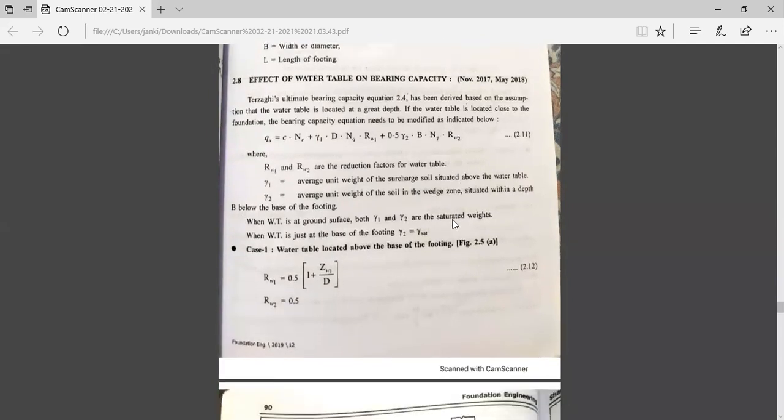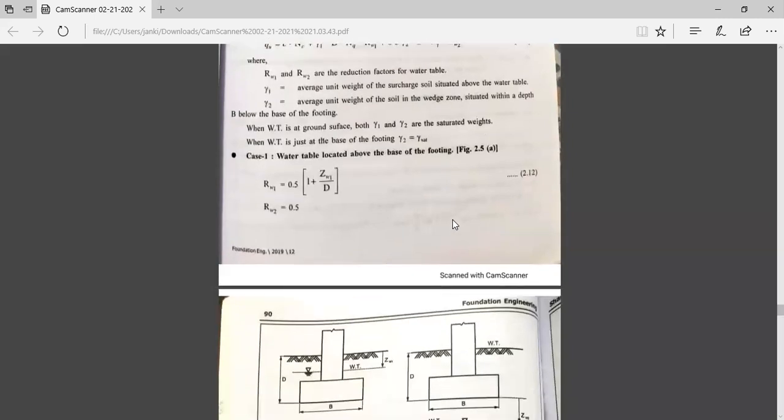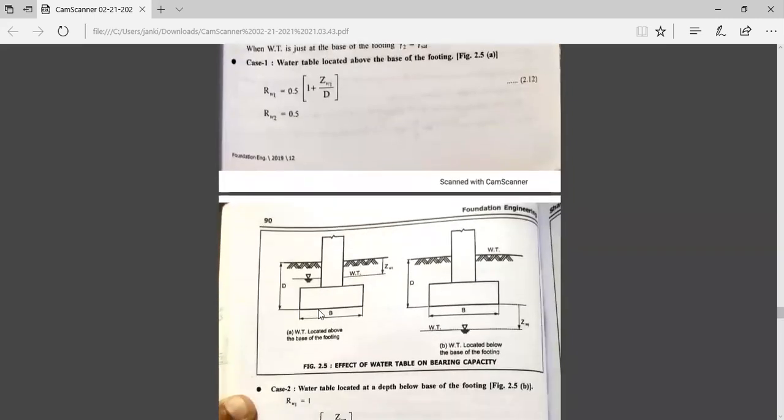right? So we are taking here case 1, in which the water table is located above the base of the footing, as you can see in this figure. This water table is located above the base of the footing, right? So in that situation, we take Rw1 equal to 0.5 times (1 plus Zw1 divided by D), and we take Rw2 equal to 0.5.